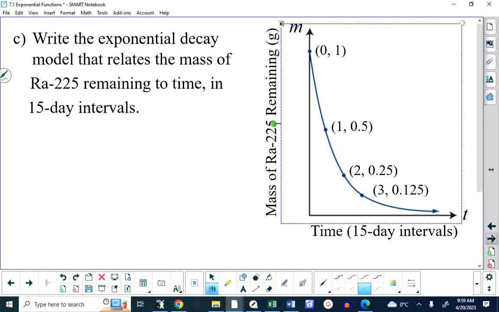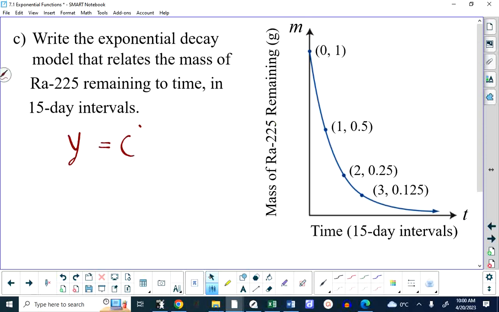Write the exponential decay model that relates the mass. Well, this is a function of the form y equals c to the x. All you need to do is look at that information and figure out what c is. What is happening to the mass every time x goes up by one 15-day interval? Well, it's being divided by 2. There's nothing wrong with putting 0.5 here. You could put a half if you like, but it doesn't matter. Notice that the mass is being cut in half every 15-day period, not every day. If we had time in days, we would have to have a totally different equation.